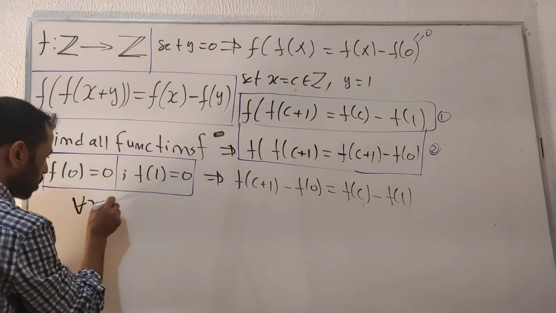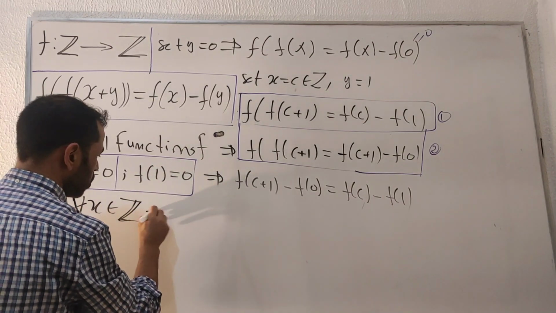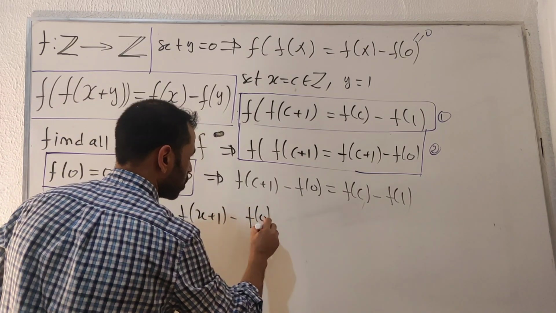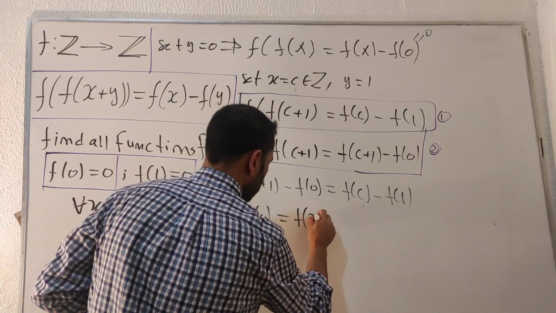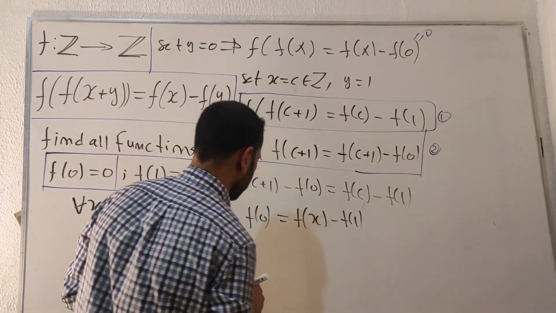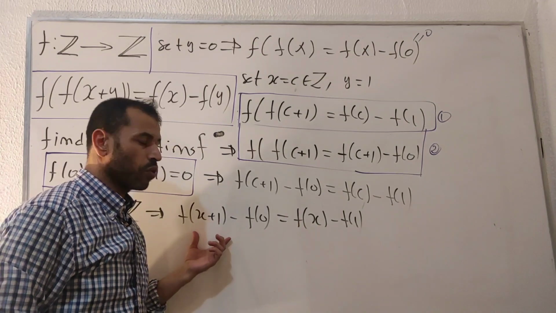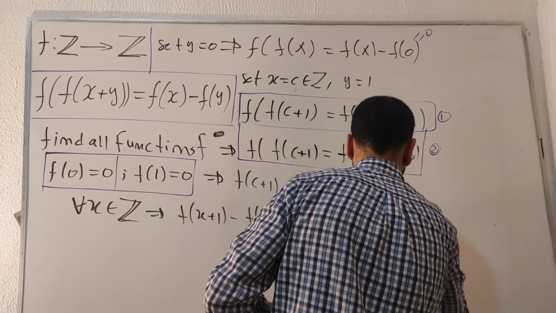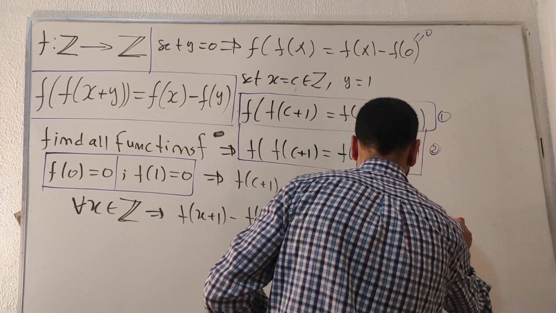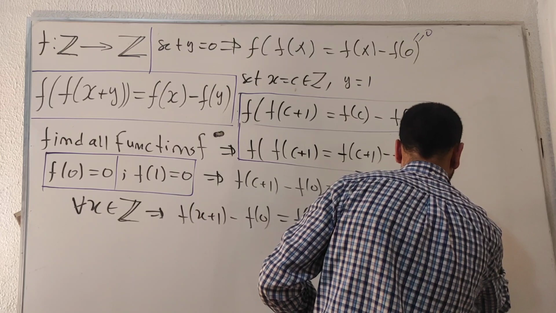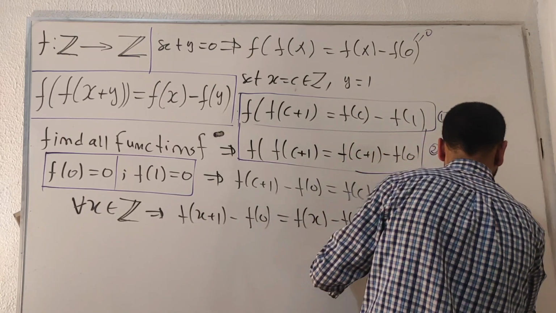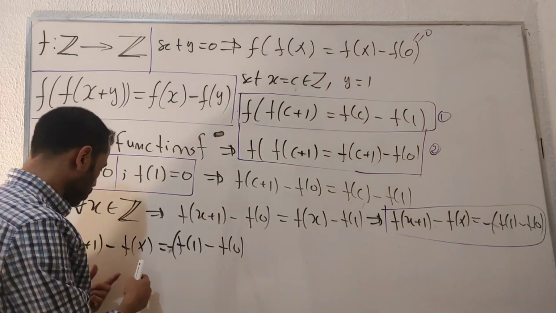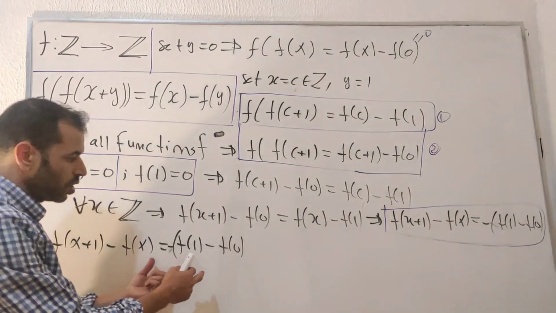Let's consider this is true for all x as an integer, so we get f of x plus number 1 minus f of 0 equals f of x minus f of 1. Let's put the x terms on one side and the constant on the other side. So I get f of x plus number 1 minus f of x equals minus f of 1 minus f of 0.